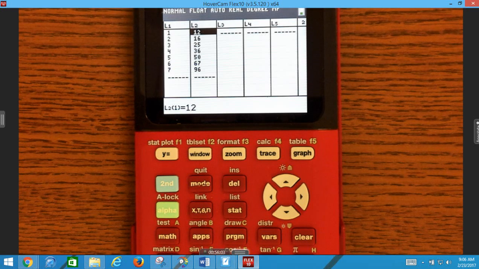Okay, after we type in our list 1 and our list 2, we're going to set up a window so that we can accurately graph them. Go to window. If you have anything in your y equals right now, get that cleared out.